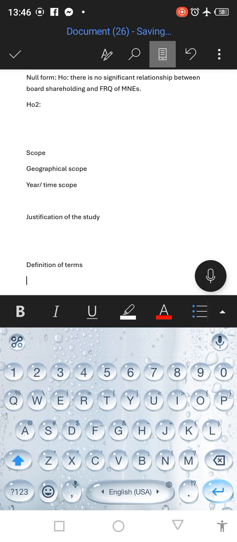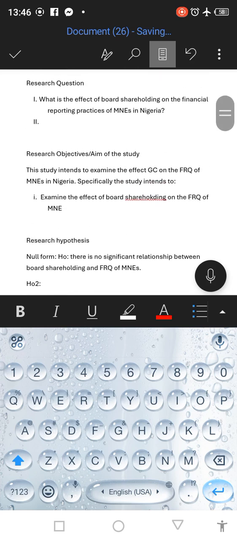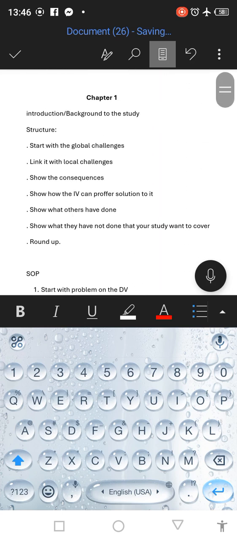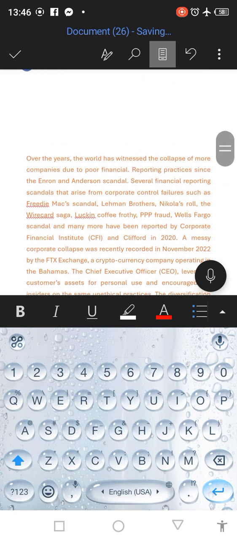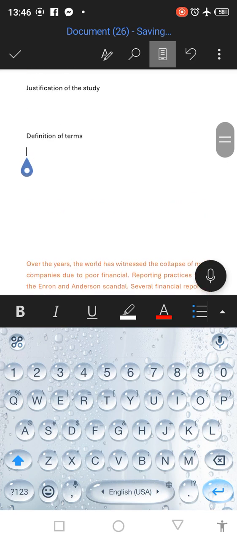And when you are defining them, you are not just going to define them in an arbitrary form. You are going to define them in line with your work, the way those terminologies were used in your work. Now, let's take, for instance, the topic that we've been working on so far: it has to do with corporate governance in relation to financial reporting practices of multinational enterprises. All right, so in that particular topic, let's look at the terminologies that are there now.